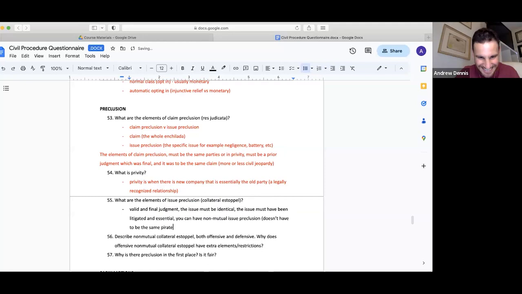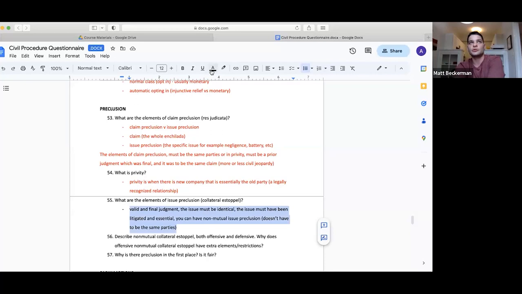What's your example? Like if we have A versus a mall and the mall was negligent for having the stump out, and then B was also injured on the same stump. Well, that issue, whether the mall was negligent in having the stump, is issue preclusion, right? We've already litigated that issue. That's a great example, assuming the negligence is essential to the claim and was actually decided.